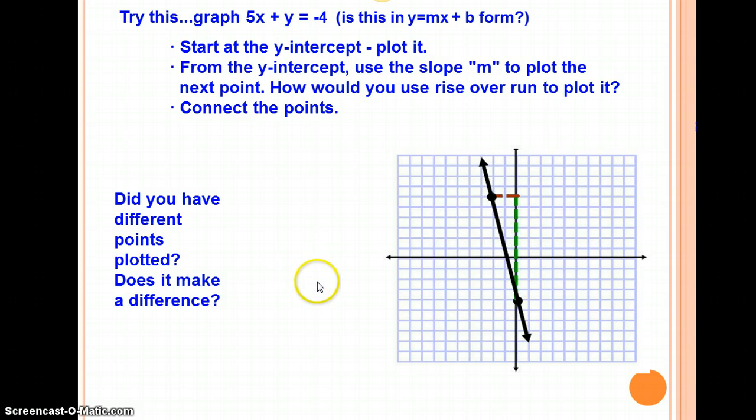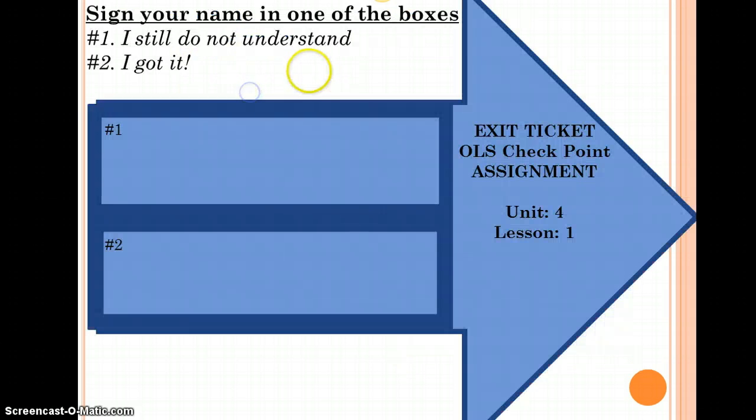Here is one more example. We have 5x plus y equals negative 4. For this one, again, you would need to change it to y-intercept form, making sure everything on the left is y and all the other numbers are on the right. But I just wanted to show you one example of it for today.